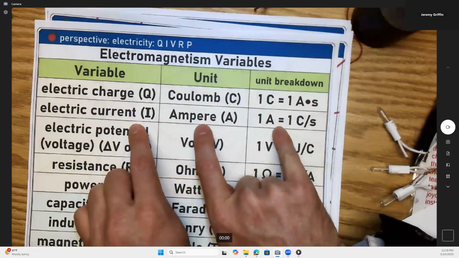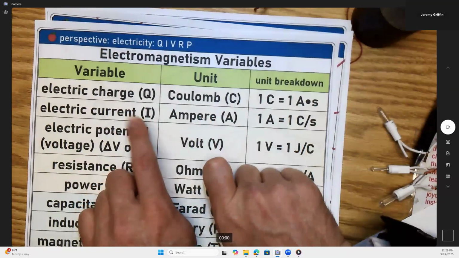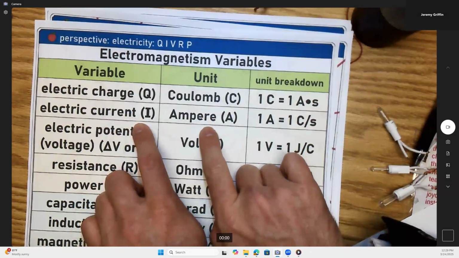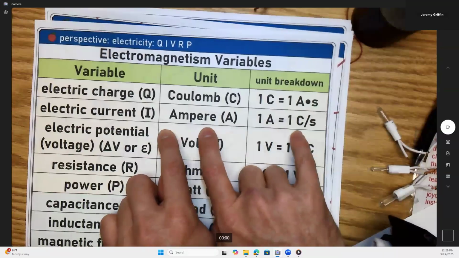Right. Now, next row. Ooh, it's electric current. Now I'm going to use I to represent electric current. If you see I for the next few weeks, that's electric current. And that's going to be measured in amps, amperes or amps. Right? And what is 1 amp? That's 1 coulomb per second.